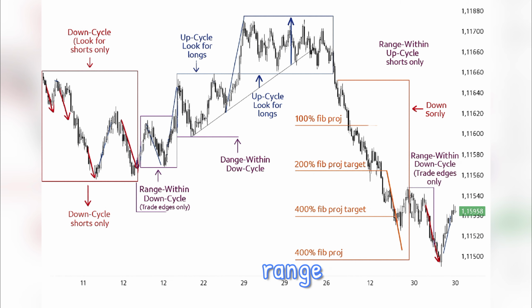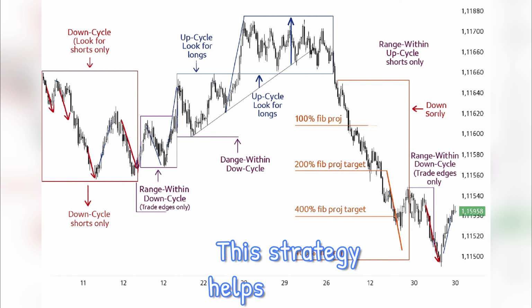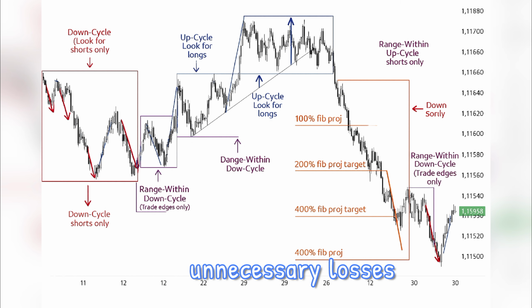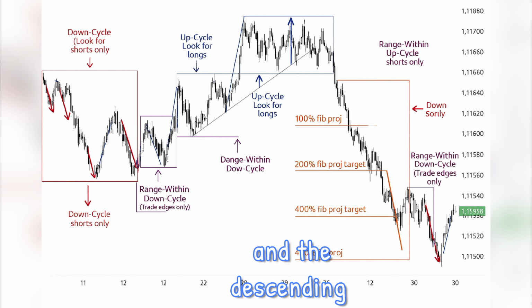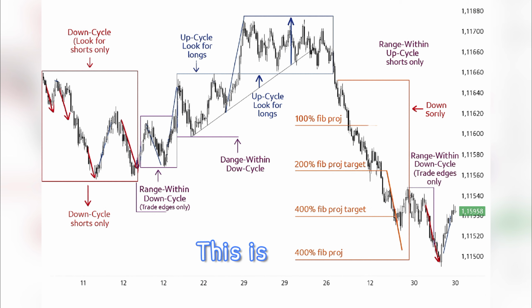The middle of the range is full of fake-outs, so the only smart way to trade here is to focus on the edges. Short at resistance, take profit at support. This strategy helps you avoid unnecessary losses and stay aligned with the dominant cycle. Eventually, price breaks above the range and the descending trend line. This is your first clue of a structure shift.